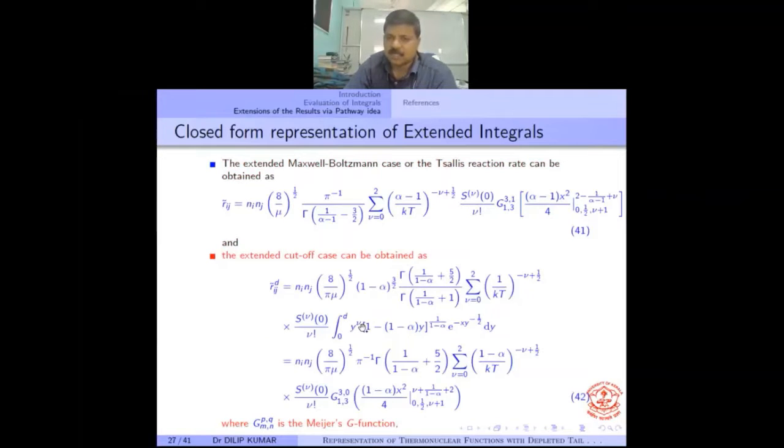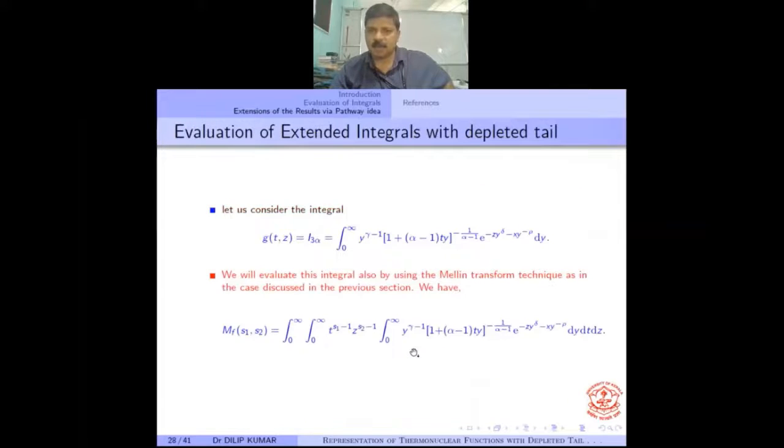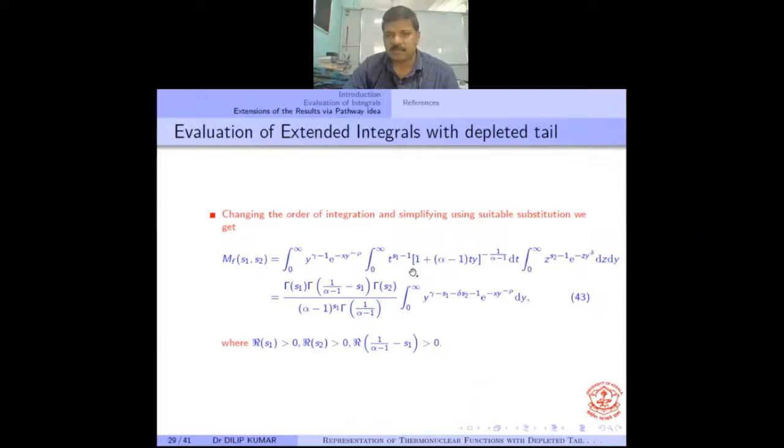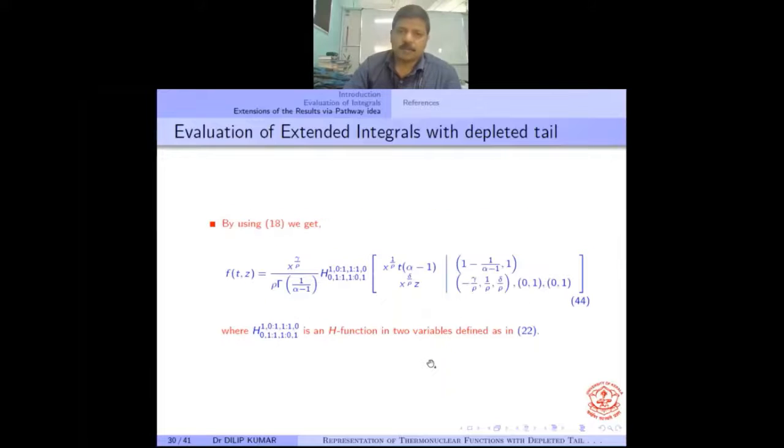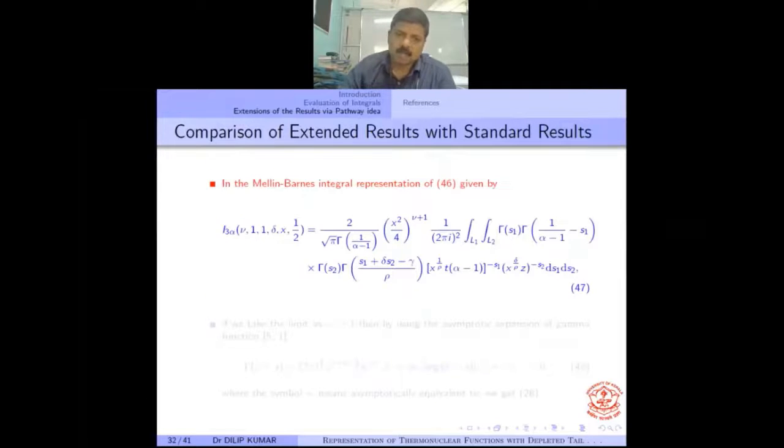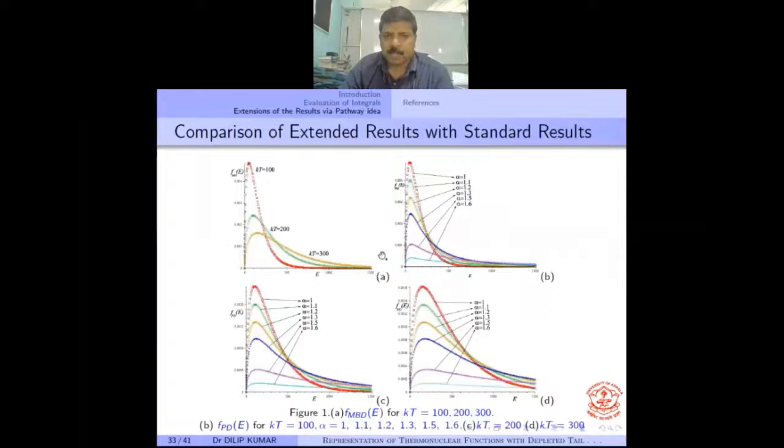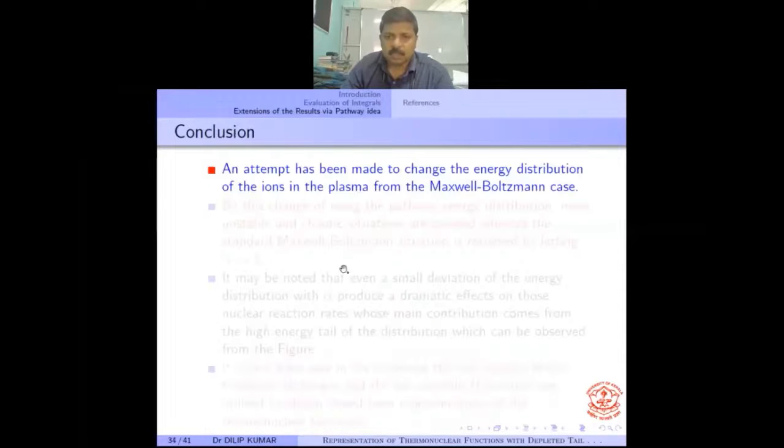I am just dropping here because it's already time. These are the results for the two-variable H function. Note that as alpha tends to 1, we can retrieve the results for the Maxwell-Boltzmann case. Anybody can download this paper from that site. Thank you very much for listening. I think it's time, and this is the behavior of this pathway density function with the Maxwell-Boltzmann. We have plotted this for various values of alpha. You can see this. Anyhow, we have made an attempt to change the velocity distribution.